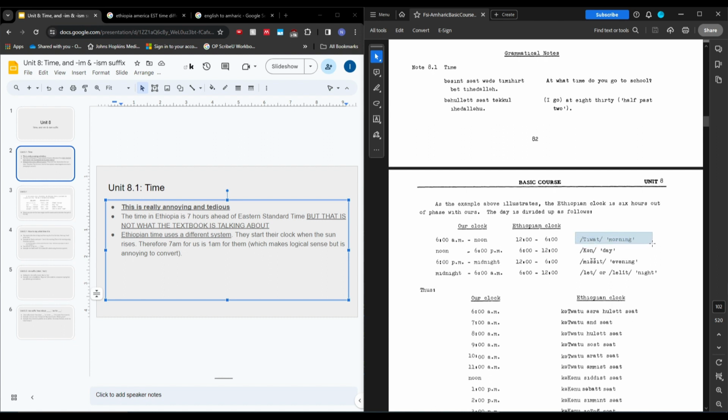And they'll call this tawat, which is morning. Our noon to 6 p.m. is their day. They'll say 6 a.m. to 12 is their day. Our 6 p.m. to midnight, which is our evening time, is for them 12 noon to 6 p.m. That is their evening. And our really late into the night, our midnight to 6 a.m., for them is 6 p.m. to 12 a.m., and that's their nighttime.